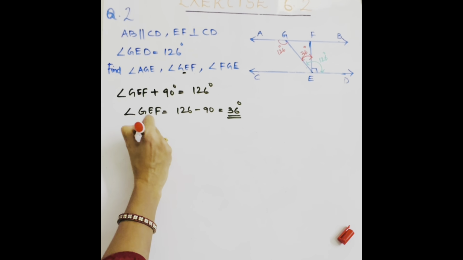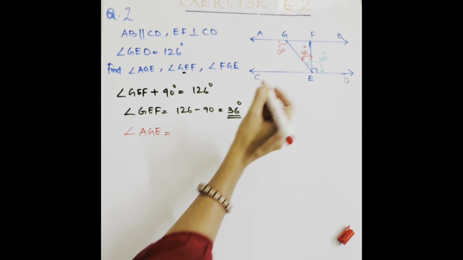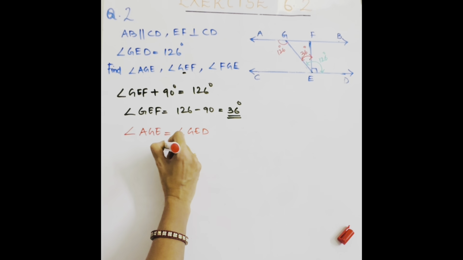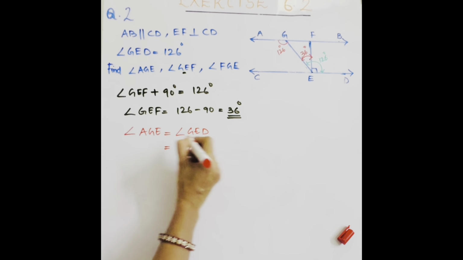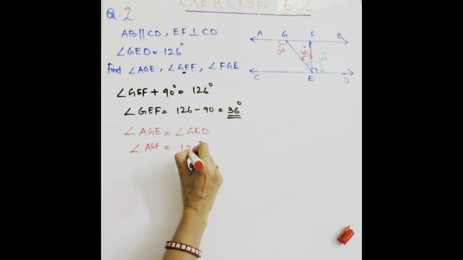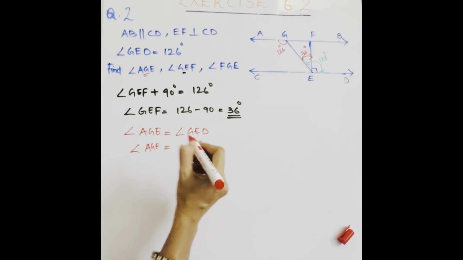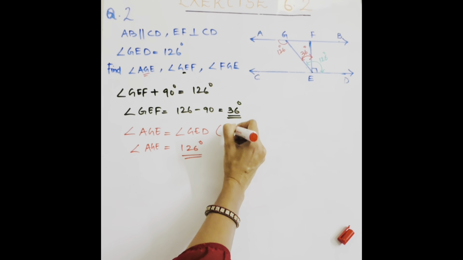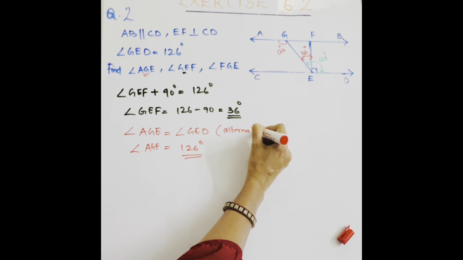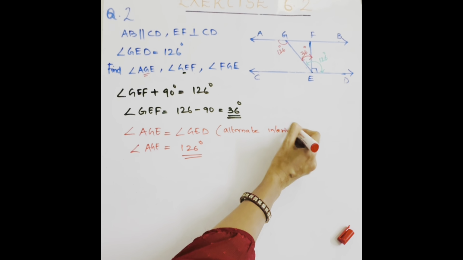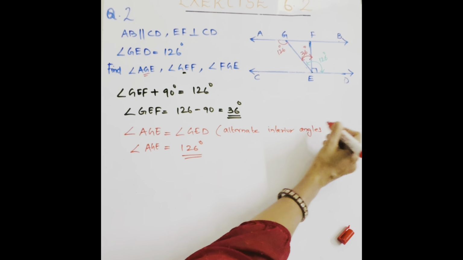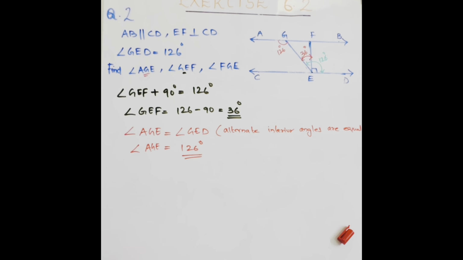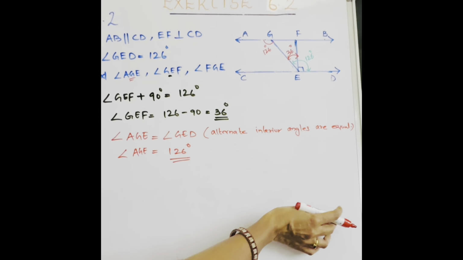So we can write angle AGE is equal to angle GED, which is equal to 126 degrees. So angle AGE is equal to 126 degrees. We have found out AGE as well. AGE is 126 degrees because these two are equal, because alternate interior angles are equal.